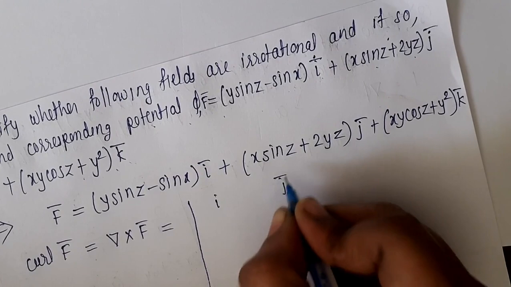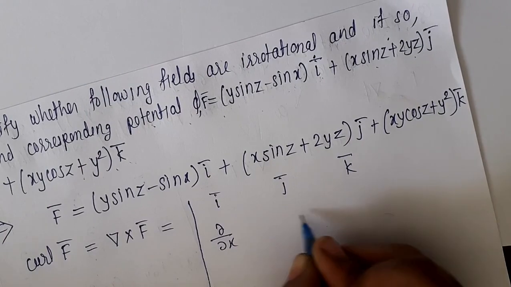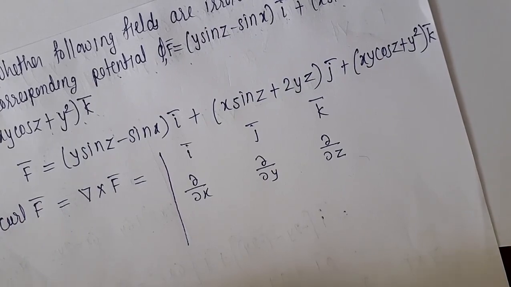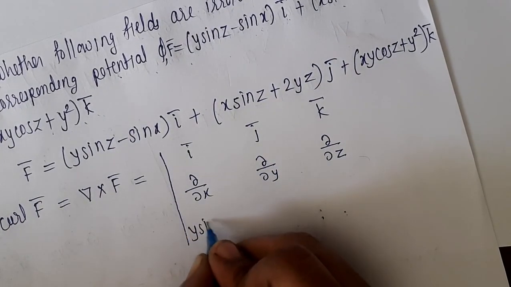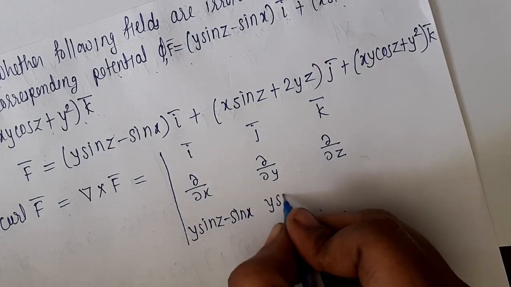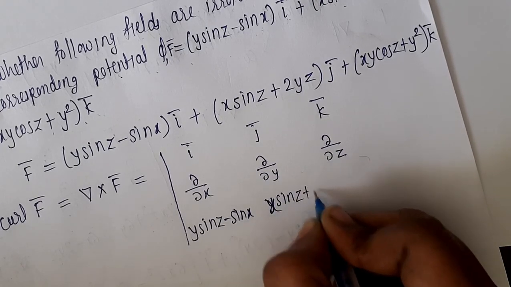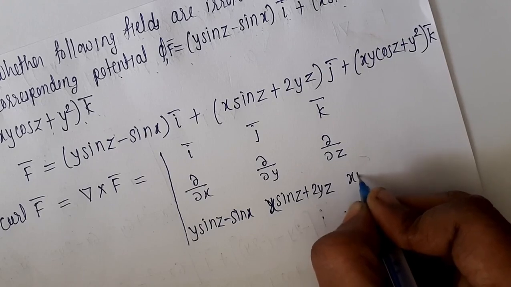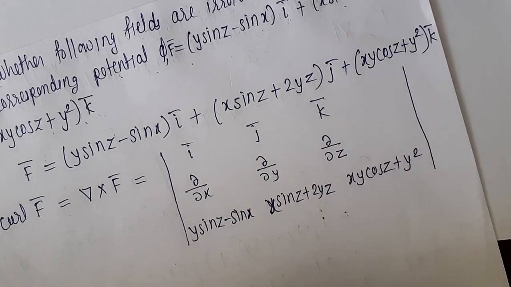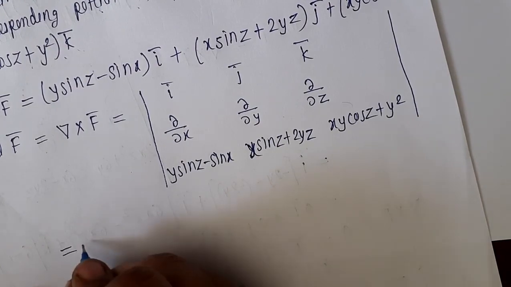first row is i, j, k. Second row is del by del x, del by del y, del by del z, and third row is y sin z minus sin x, next x sin z plus 2yz, and third is xy cos z plus y square. Okay. Now simplify this determinant.